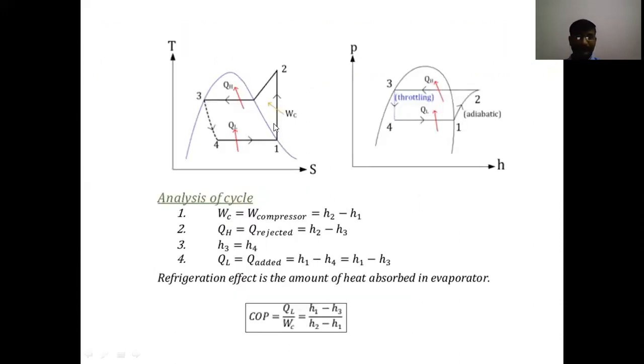This is the representation of the VCR system on the TS and pH diagram. Here the pH diagram is very important when compared to the PV diagram. The pH diagram looks like this and the TS diagram is like this. Let us look at the TS and pH diagram for the 4 processes.